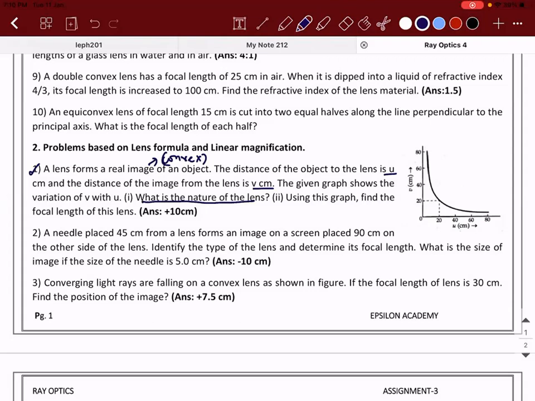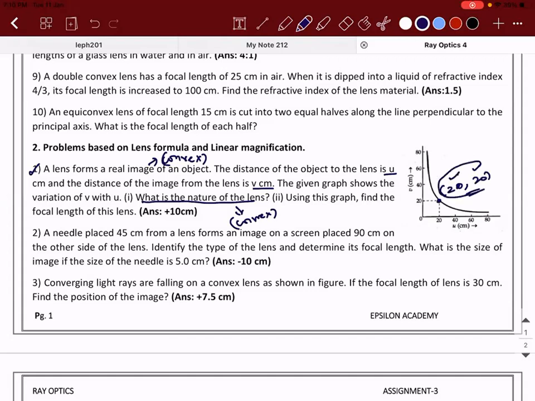Convex. Yes, I already told you it is convex. So using the graph, find the focal length of the lens. If you observe, this coordinate is 20, 20. It means the object distance and the image distance are both 20.